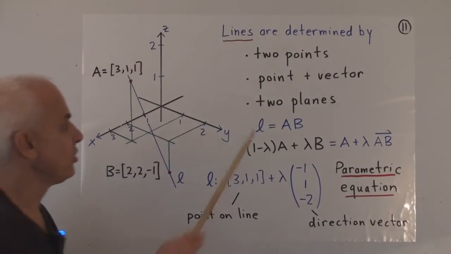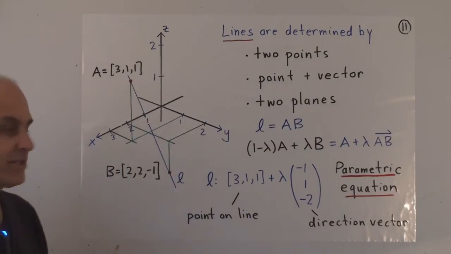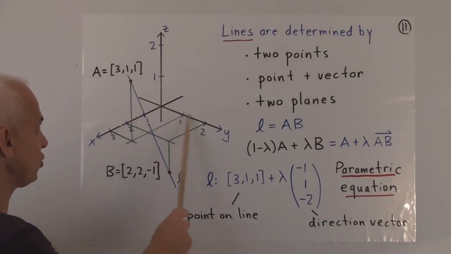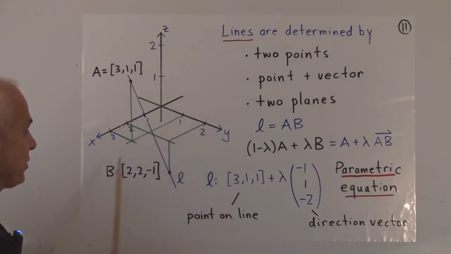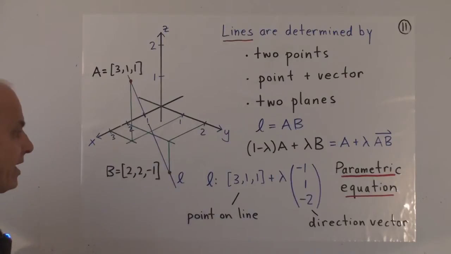Let's start with the two points idea. So let's start, say, with this point A, which is (3, 1, 1). So there is part of the box to create it. And the point B, which is (2, 2, -1): 2 in this direction, 2 in this direction, -1 in the z direction. So it's down here. And those two points determine a line. Let's call that line L.